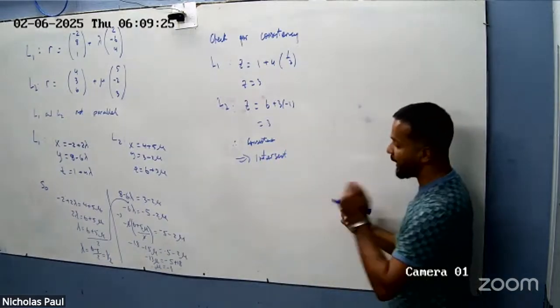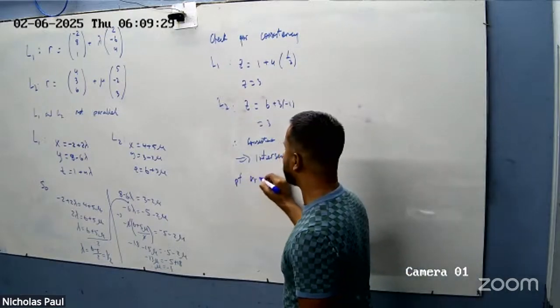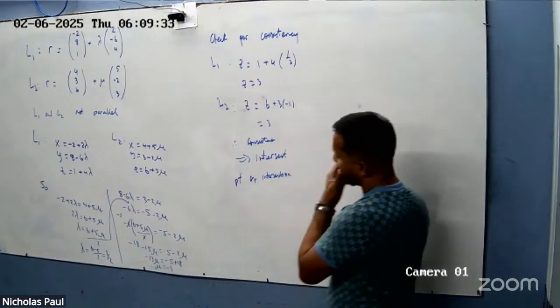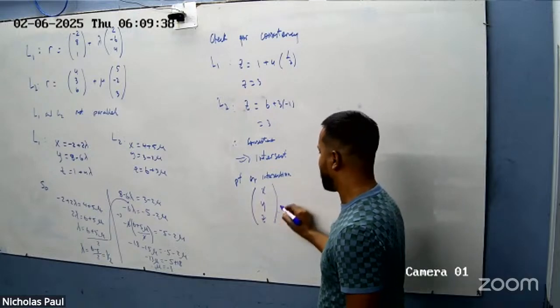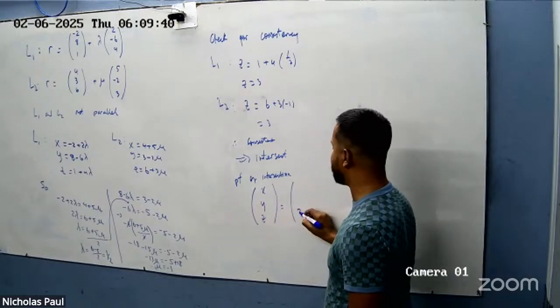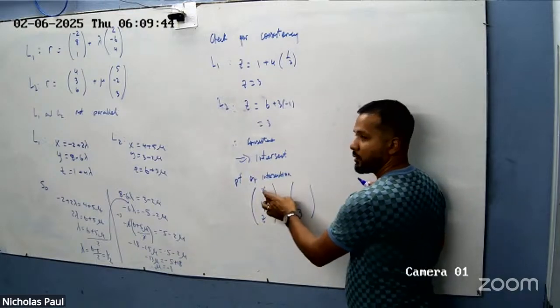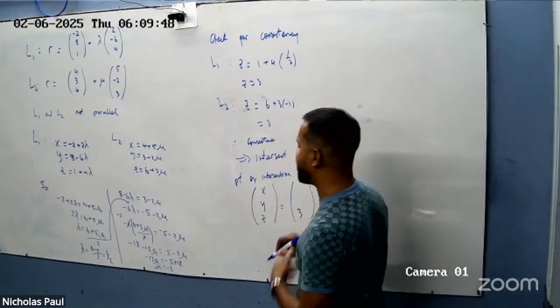So we need to get a point of intersection. So we need the X, the Y, and the Z. Right? We already have the Z is 3. X and Y now. It doesn't matter which one you use, you'll get the same thing, right?